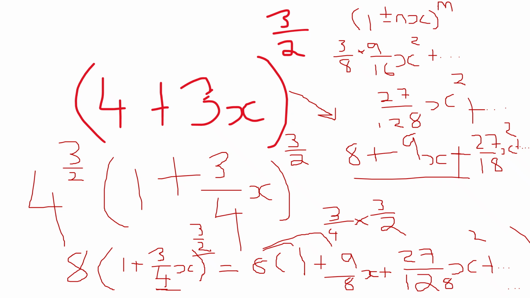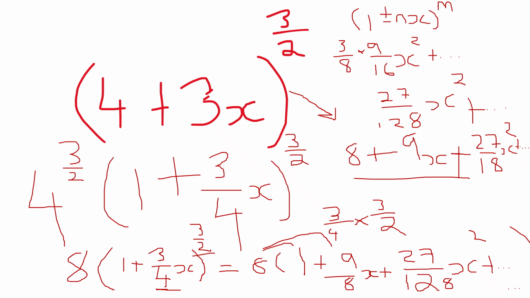So it's 1 plus x to the power of n equals 1 plus nx plus n bracket n minus 1 over 1 times 2, times x squared, or 2 factorial, plus dot dot dot. Okay, so that is right.